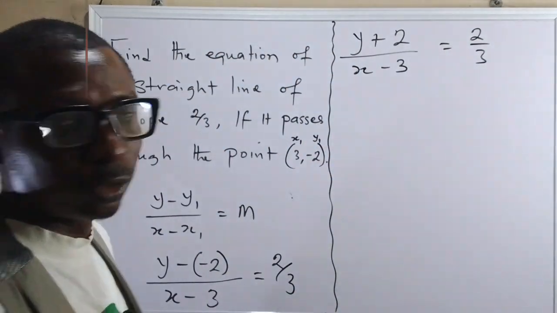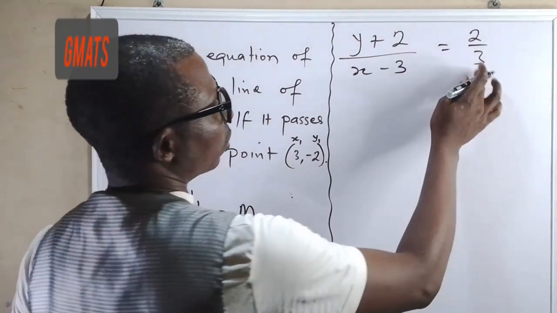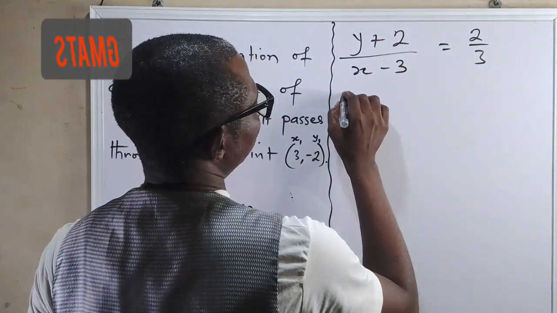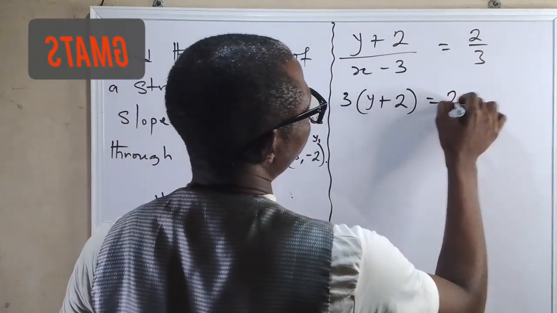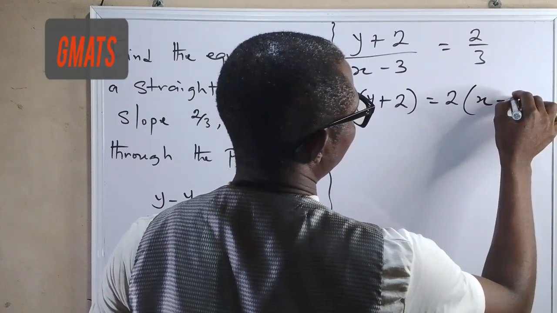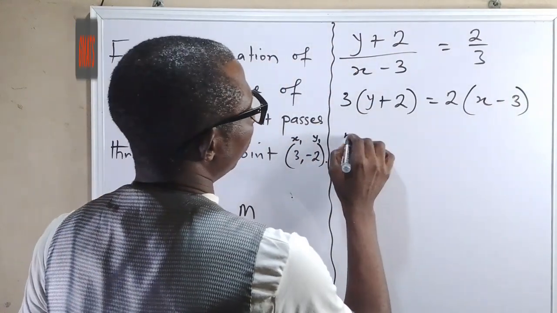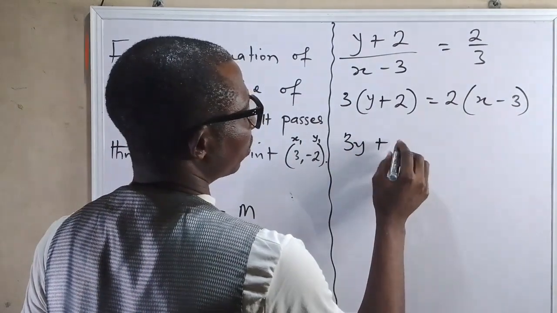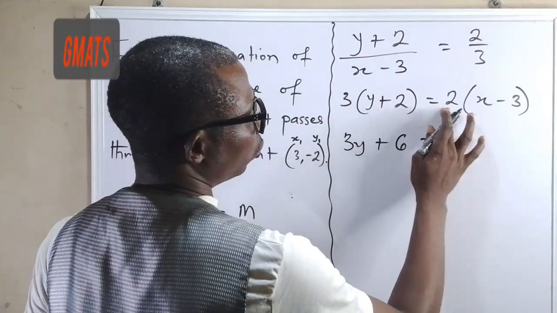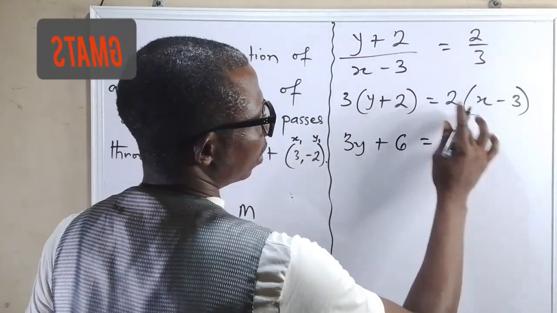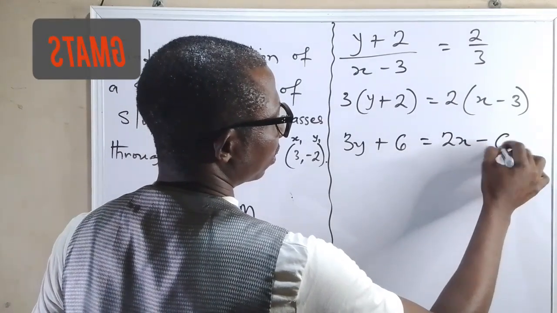Now, the next thing to do is to cross multiply. So you cross multiply to have 3 times (y + 2) equals 2 times (x - 3). All right, so let's open the bracket. We have 3y plus 6, 3 times 2 is 6, equals 2 times x, 2x, 2 times minus 3, that's minus 6.